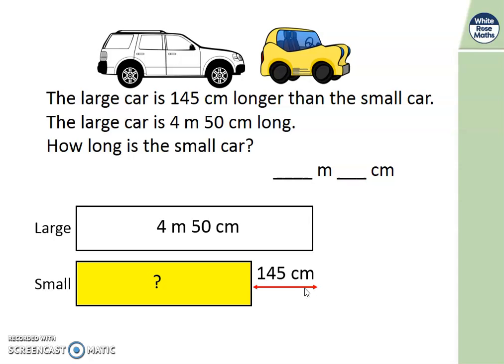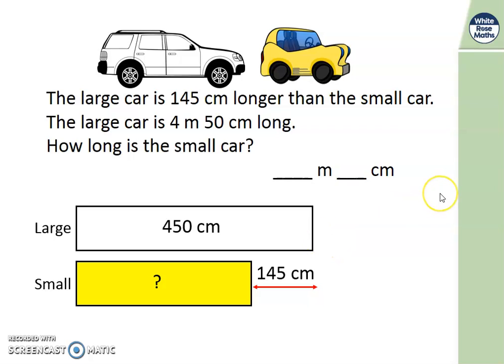Now we should be able to see a calculation we can do. This large amount, subtract this amount, would make it the same amount as the small car. So we want to subtract this, but they're not in the same measures. So we need to change this one, 4 meters and 50 centimeters, into just centimeters. There are 100 centimeters in a meter, so this is 4 of those hundreds. So it's 450 centimeters.